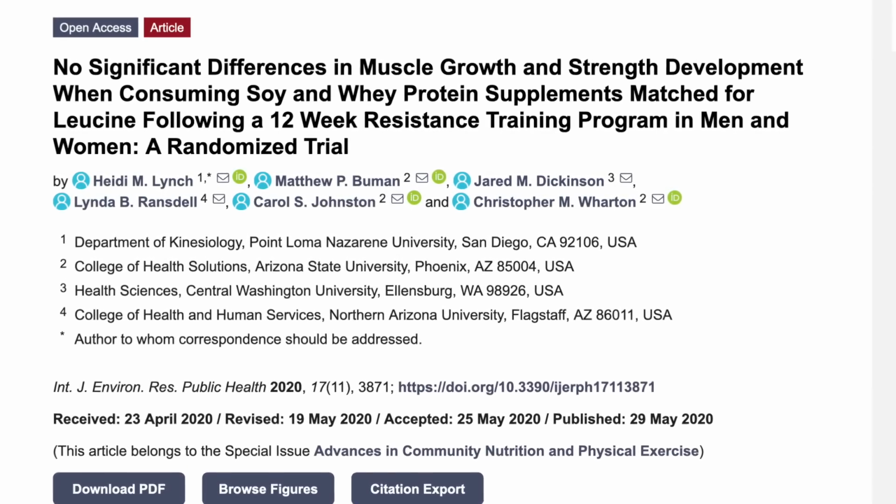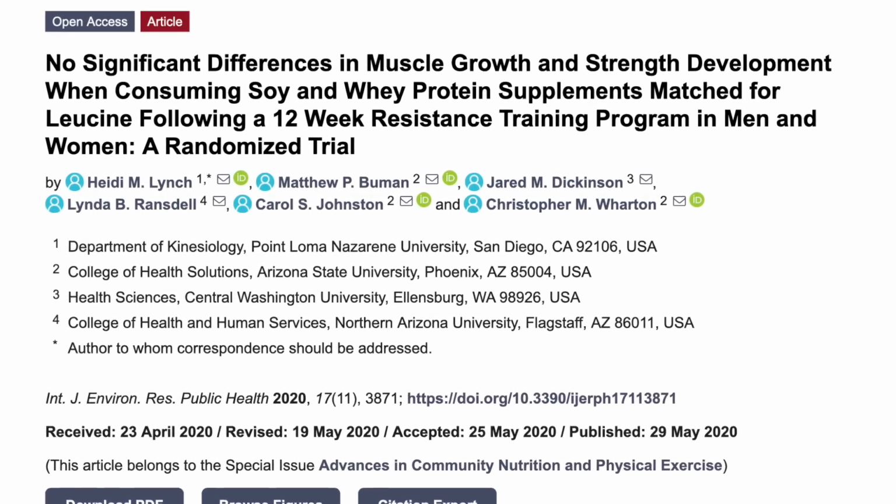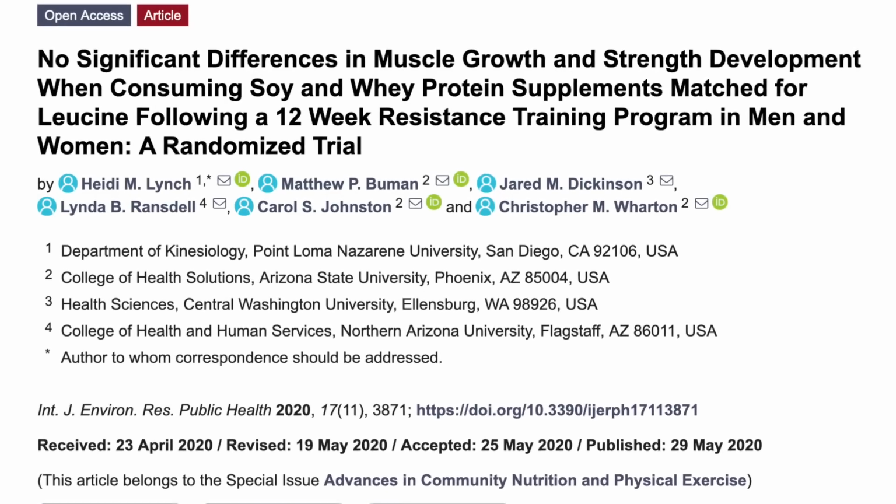Yeah, exactly. And I think the results you've just described highlight the importance of that single amino acid. If you make the conditions isoprotein, then animal proteins, as you say, tend to have the higher leucine content and work better. If you make it isoleucine, so it means eating a little bit more of the plant protein, then everything becomes a wash.